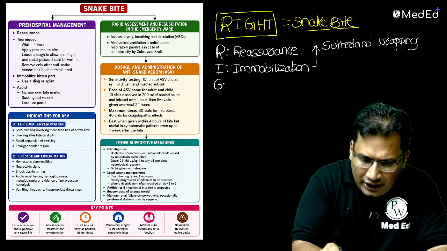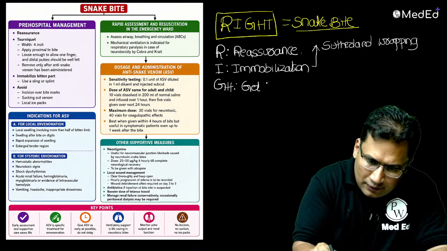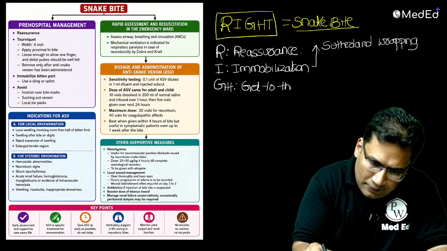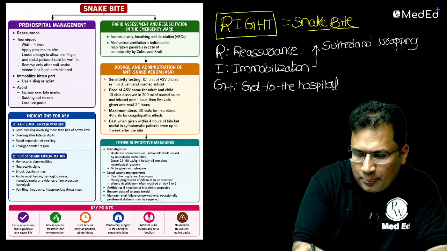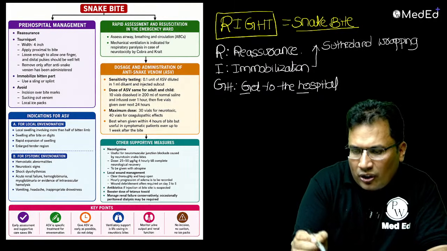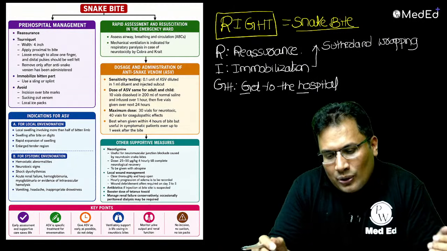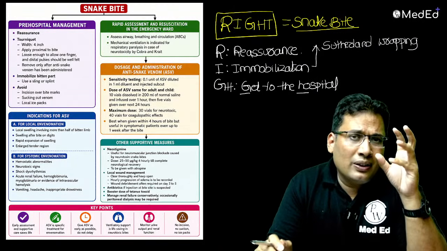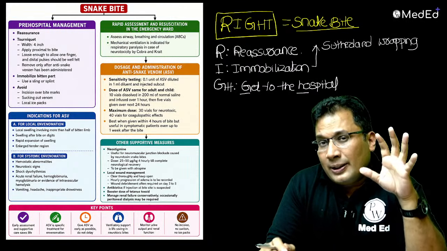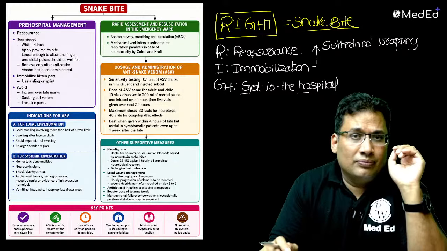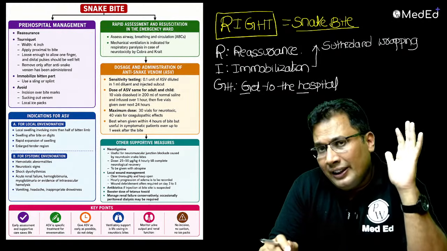G for GH. Get to the hospital immediately. GH means get to the hospital or government hospital, you can remember. Why? Because for most snake bites the drug of choice is basically anti-snake venom. That is the only treatment available. So get to the hospital immediately.